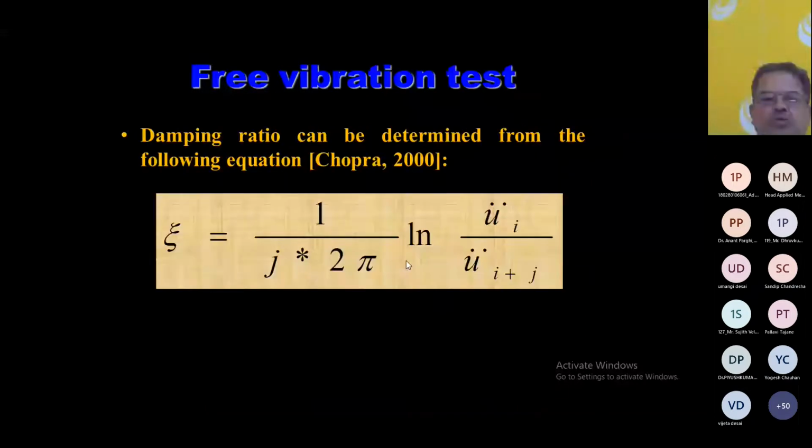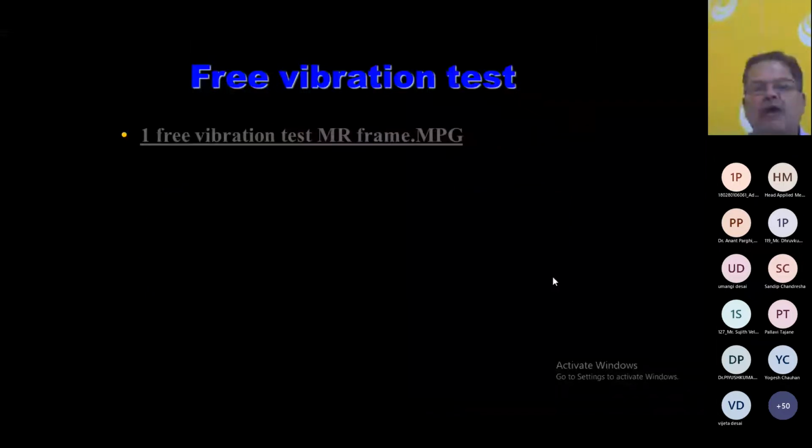So this is the equation by which you can determine the damping. This is the damping, right? And this is the equation which is given in the book of Chopra. You can determine it this way, right? So it depends on the measurement of the displacement of the cycles, right? It depends. So I'll show you how it is performed. It is a video. I think you can appreciate that video to understand. This is a free vibration test.